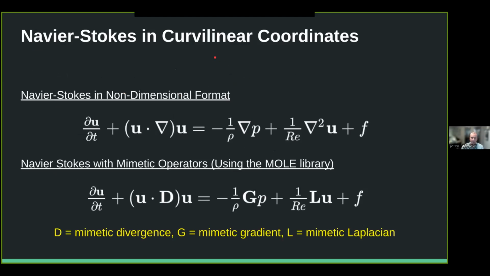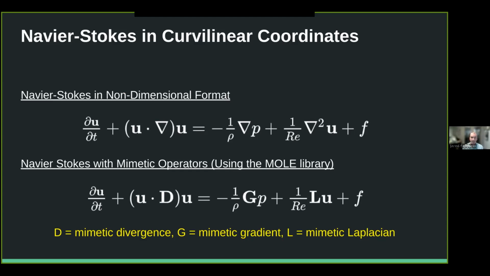So mimetic operators are discrete finite difference representations of the gradient, divergence, and Laplacian operations from calculus. I use the operators from a library called MOLE, the Mimetic Operators Library Enhanced. And what they do is allow for simpler coding when calculating these operations in MATLAB or C++. They're built with a specific order of accuracy by the library, and that accuracy is preserved all across the domain.